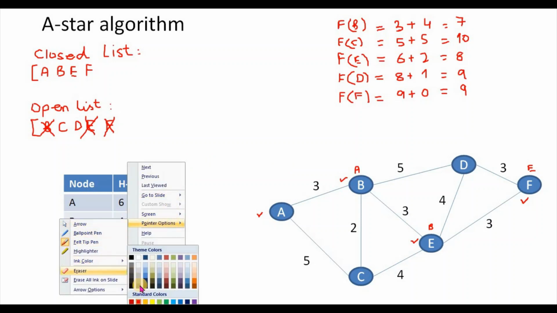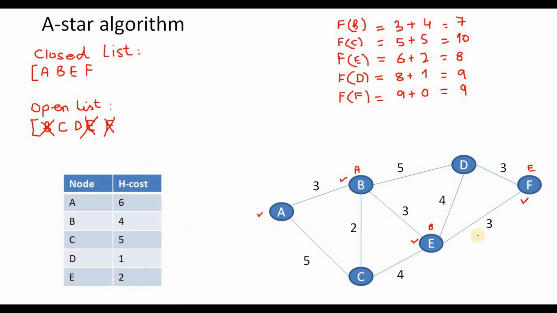I think it's clear now. It's not that difficult now. You just have to follow the parents. The parent of F is E. Okay, the parent of E is B, and the parent of B is A. So that's how we find the shortest path from start to our goal location.